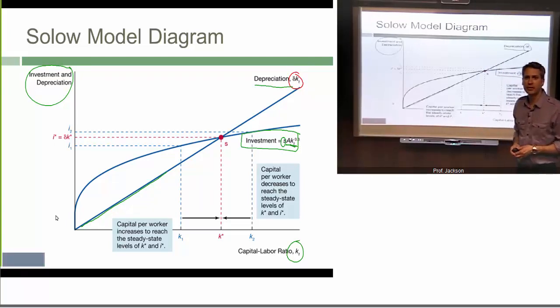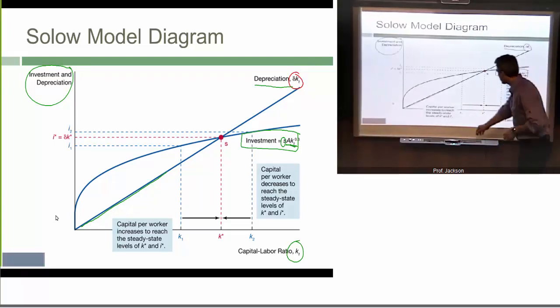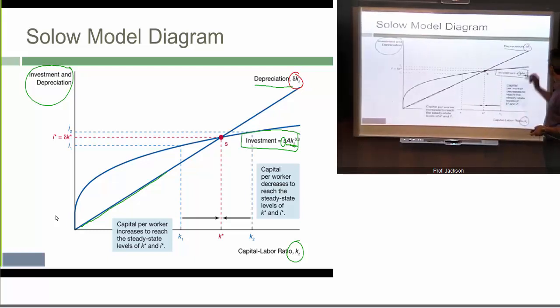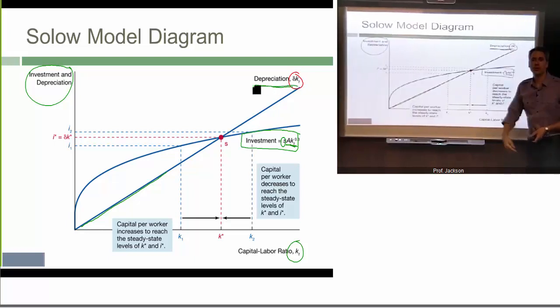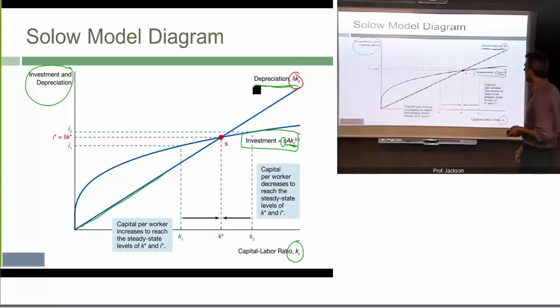Okay, so we had a little bit of a technical glitch, so we're picking up right where we left off. We were talking about what this Solow model looks like. Now, again, we have this depreciation line, which is just a linear equation. It comes out of the origin. As capital stock rises, the total amount of depreciated capital goes up at a linear rate.